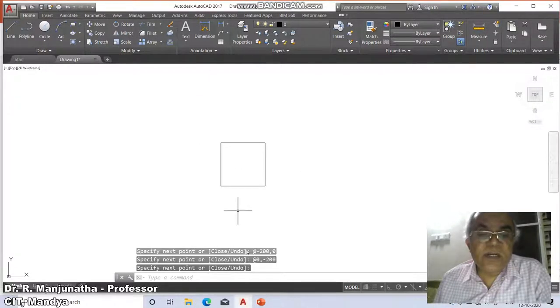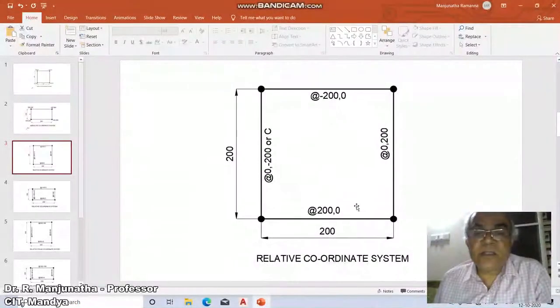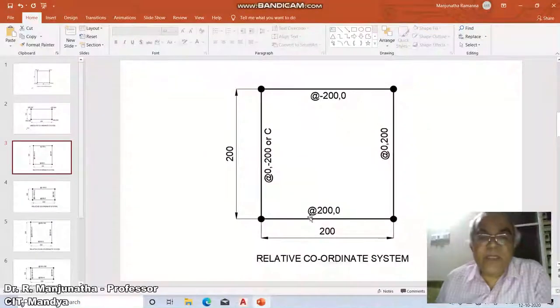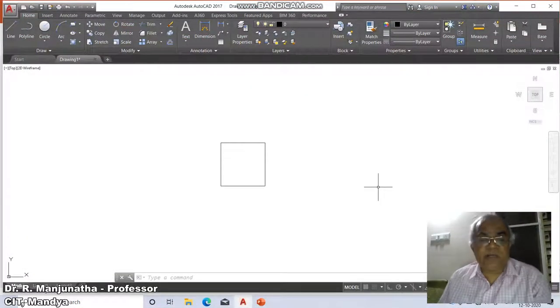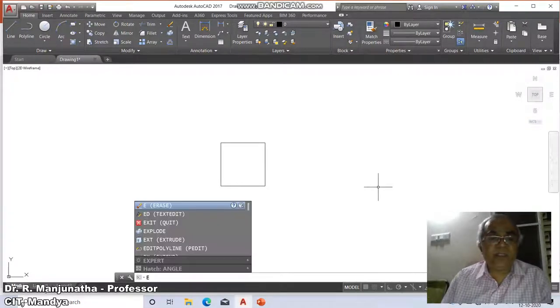So this is how you will be able to write the relative coordinate system. Why is it called relative? That is basically because of the position of this point with reference to this. At the rate, then you are moving along the direction of the UCS x-axis, it is 200, comma 0. So this is how you will be able to create a square. Now we are going to create a rectangle by using the relative coordinate system.